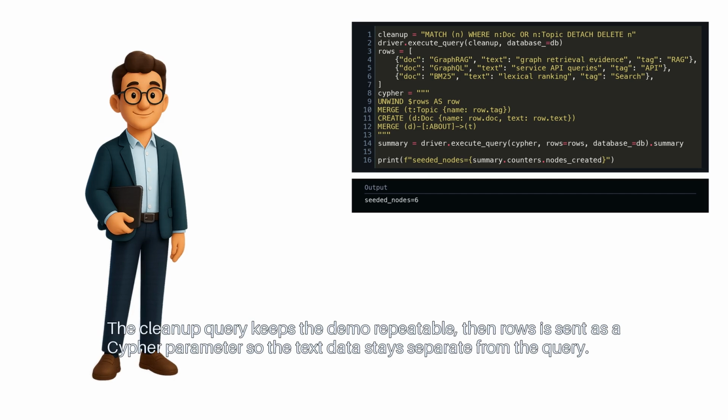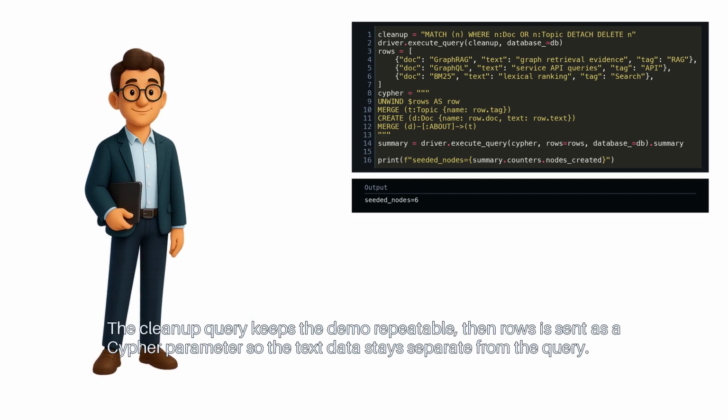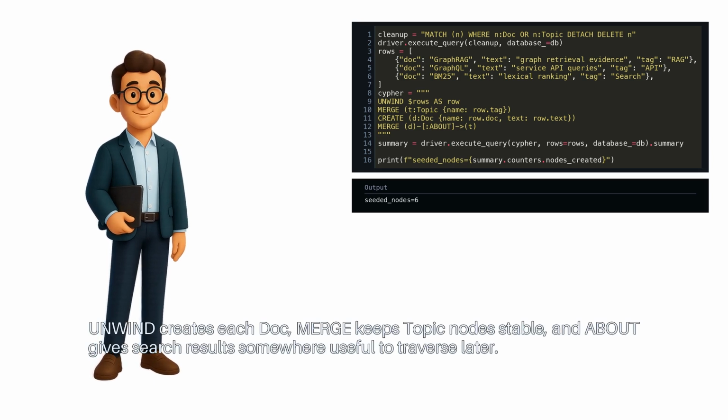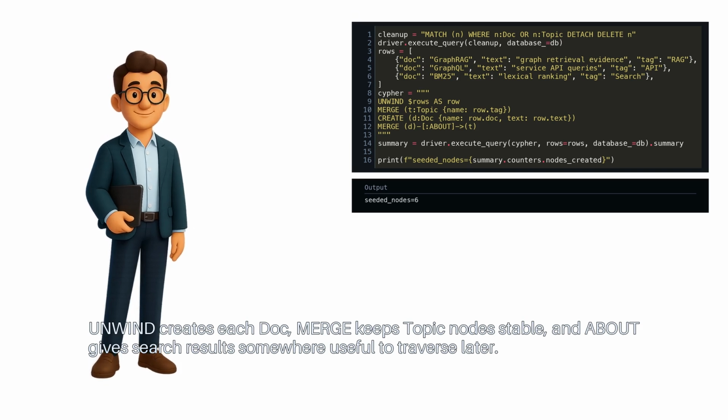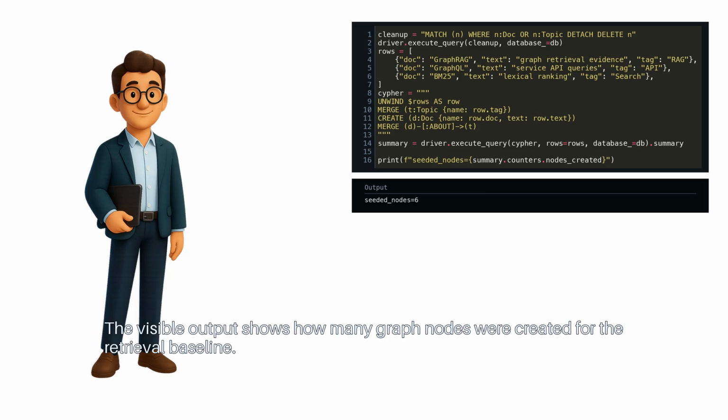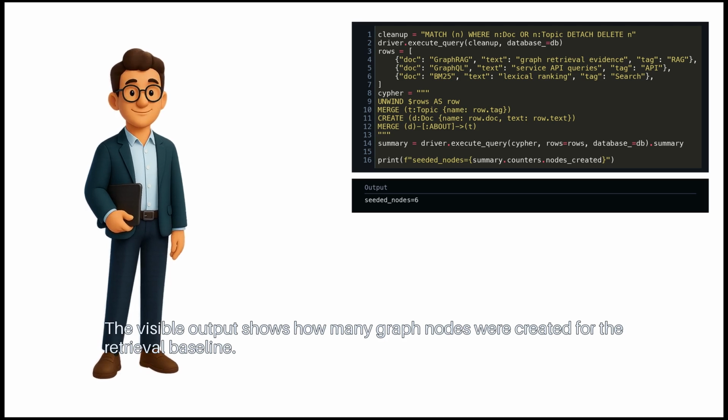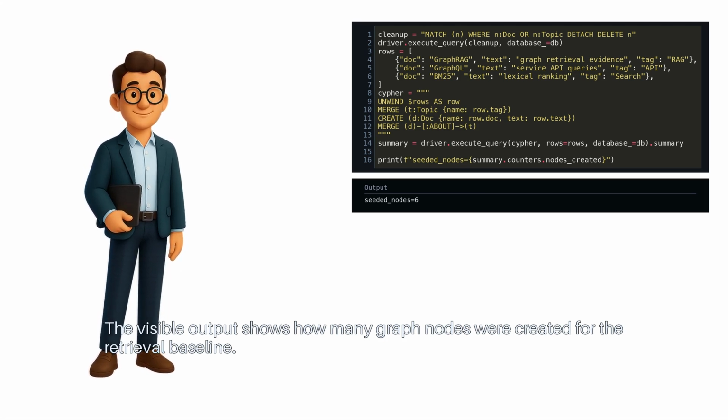Then rows is sent as a Cypher parameter so the text data stays separate from the query. UNWIND creates each doc. MERGE keeps topic nodes stable. And ABOUT gives search results somewhere useful to traverse later. The visible output shows how many graph nodes were created for the retrieval baseline.